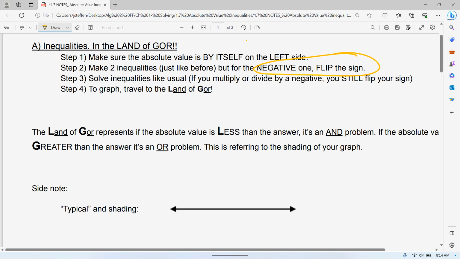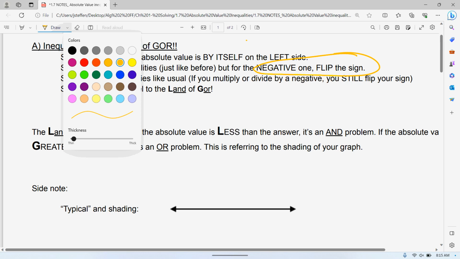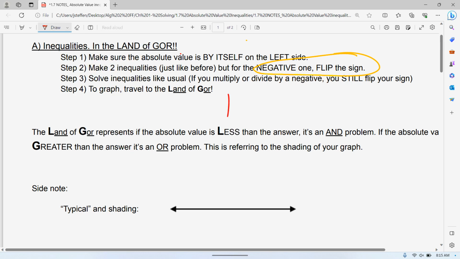GOR represents: if an absolute value is less than the answer, it's an AND problem. The L stands for less, and then the AND, land, is an AND problem. For instance, if you have the absolute value of 2x is less than 10, that is going to be an AND problem. Whenever you're done, you're going to have an AND in there, and your graph is going to be the typical AND graph, shaded in between. So if it's less than, it's an AND problem, and you shade in between.